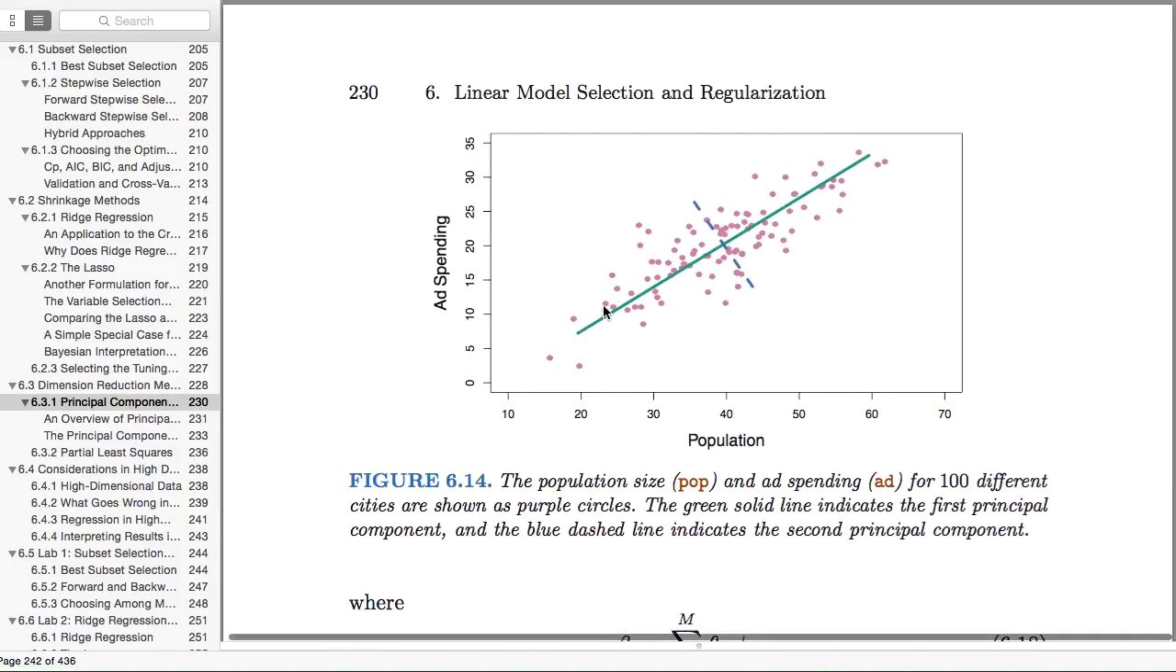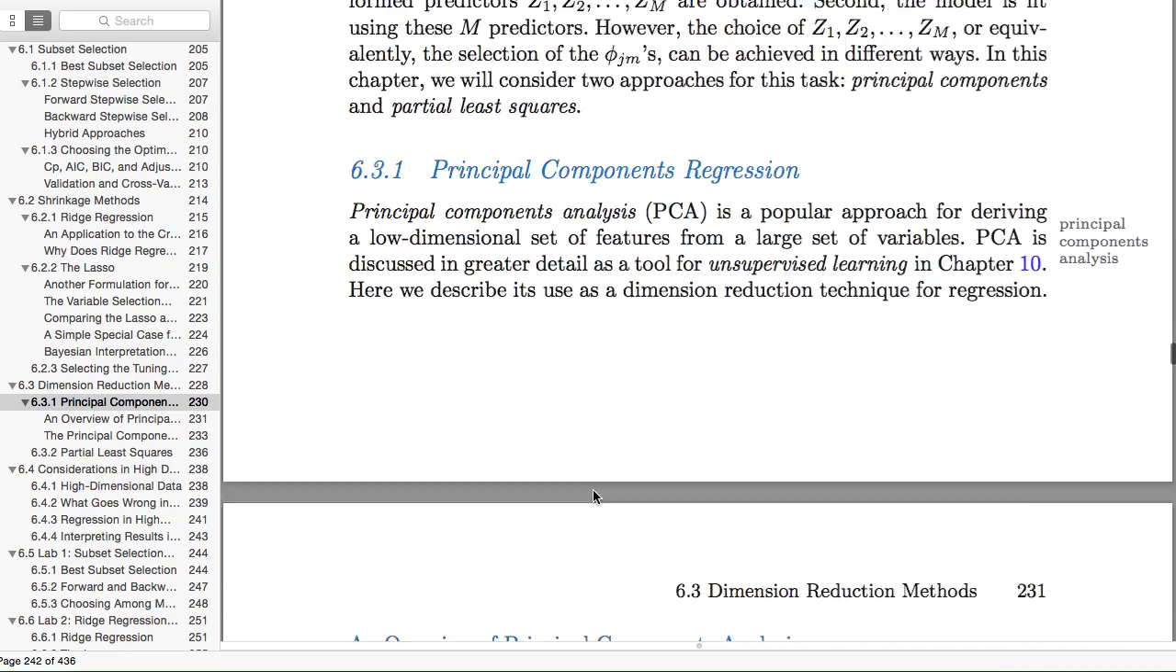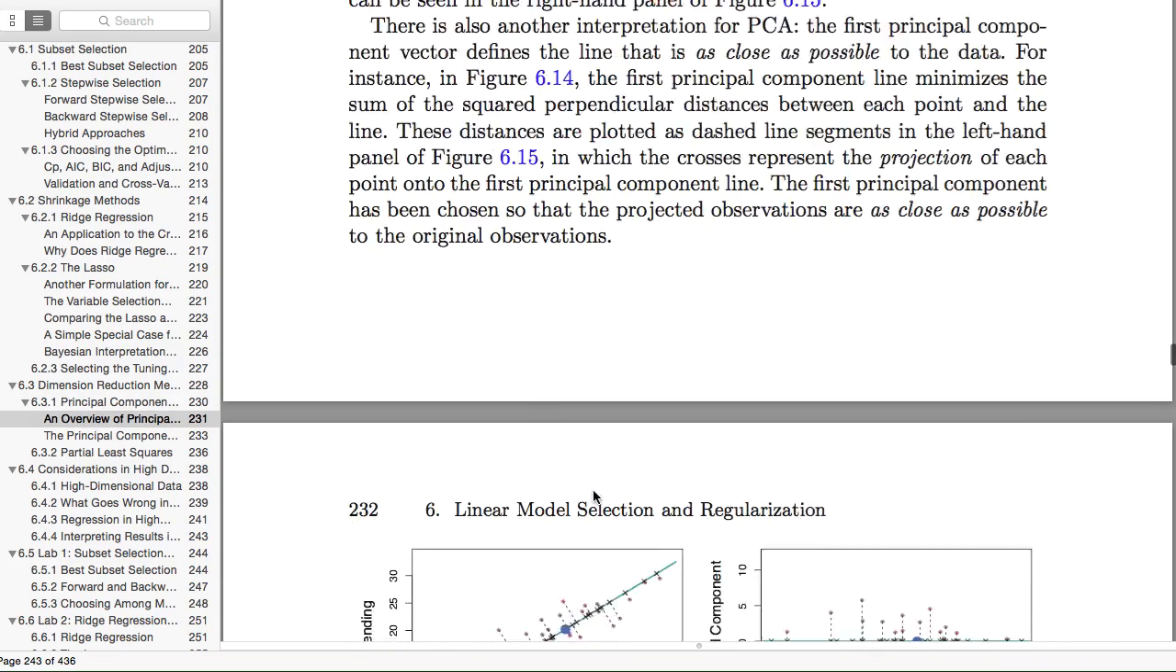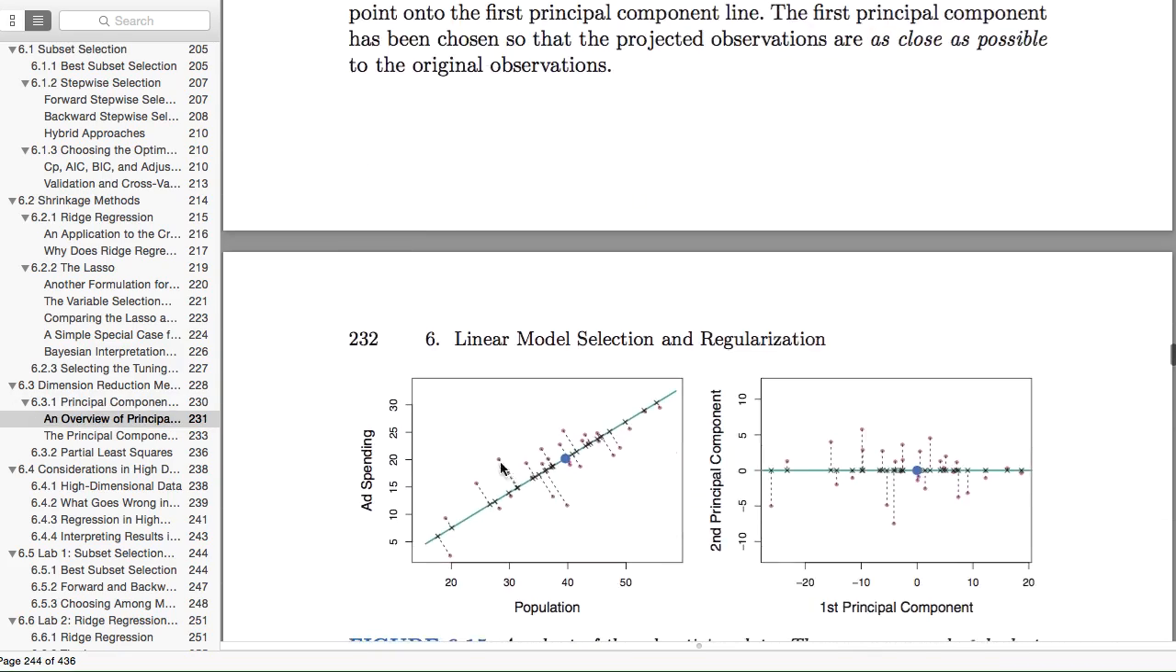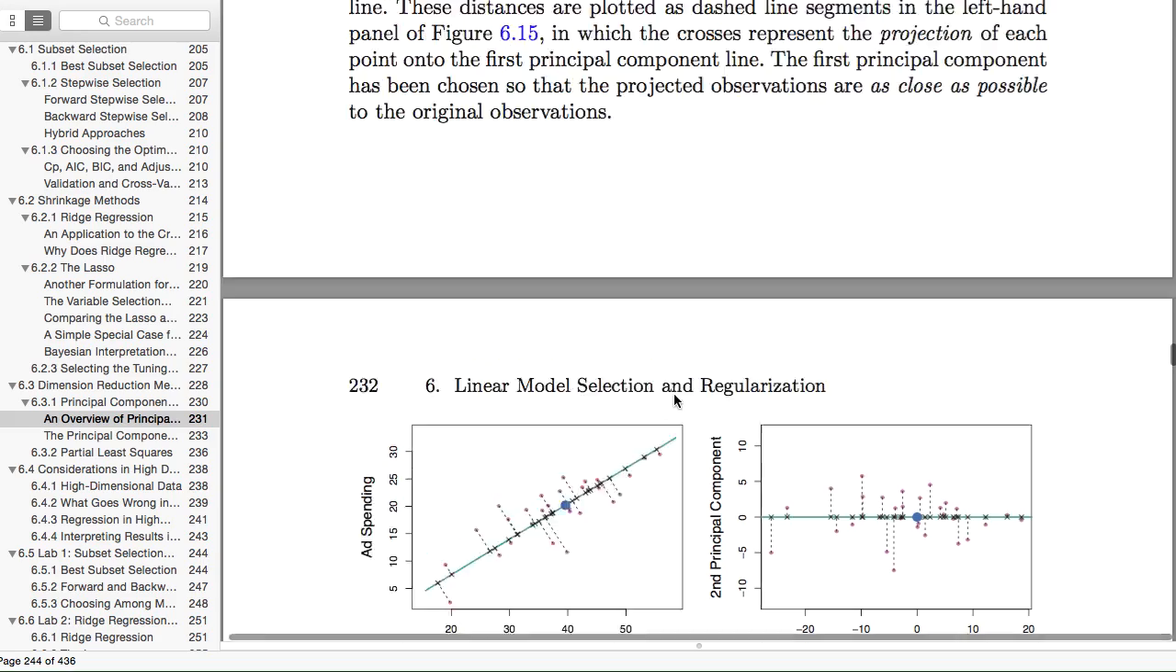And the way that we get this, oh, there's also a picture. Let's look at the picture. The way that we obtain this is we draw lines that are perpendicular to the principal components line. And now we have a single value, where before we had two values, population and ad spending. We now have a single value along this axis, a single variable that summarizes those two variables. And that's principal components analysis.